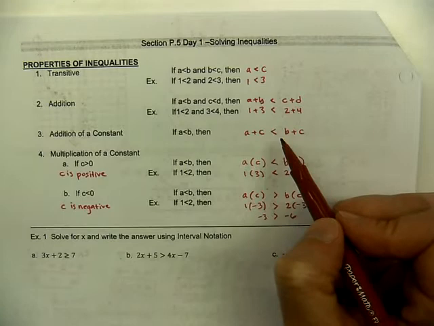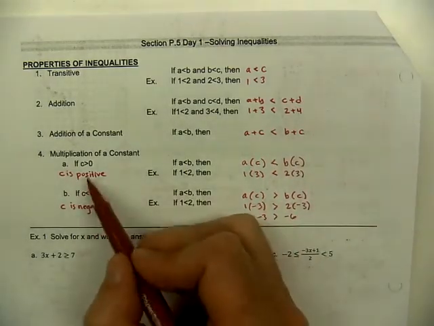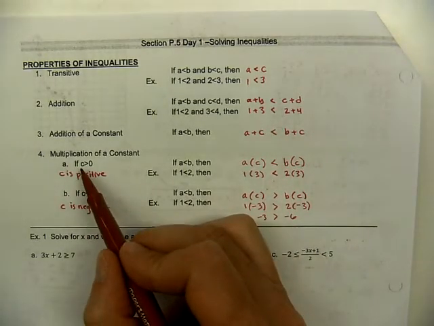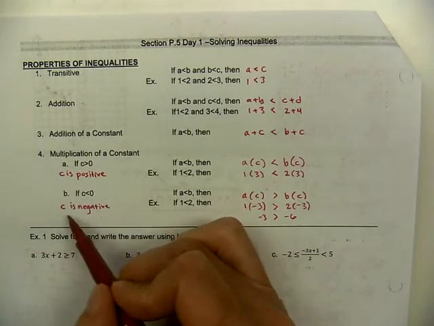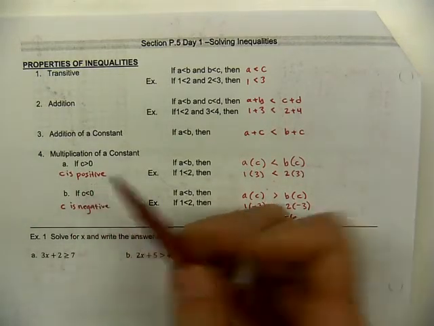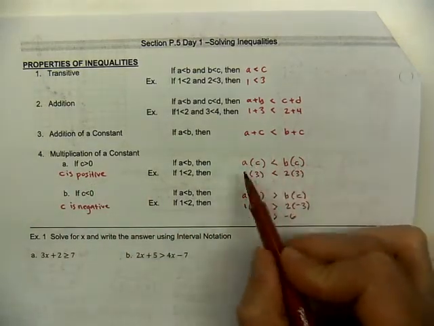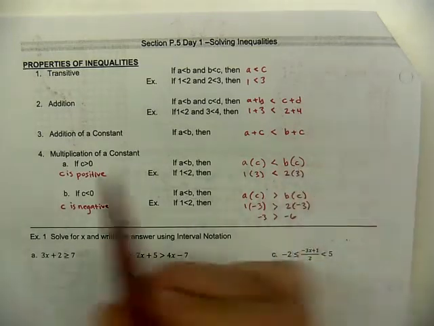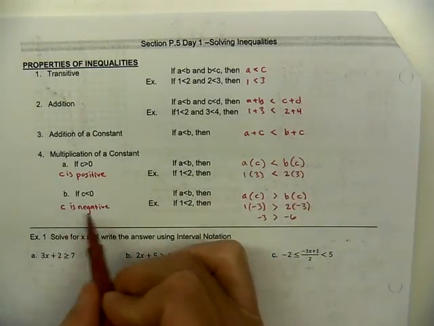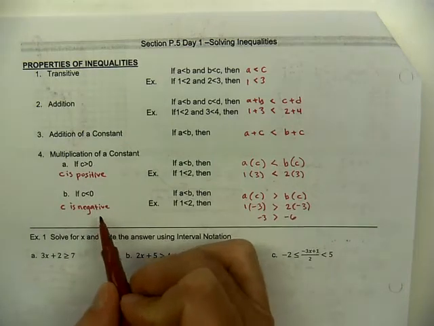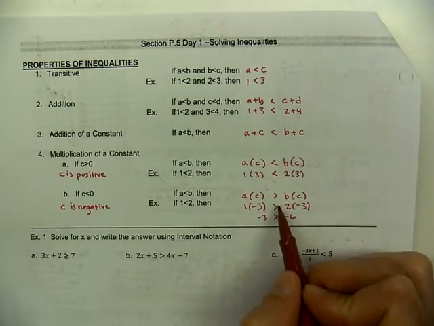Now when we get down to the multiplication of a constant, we have two cases, because the value that we're multiplying with is either positive or negative. If it's positive, it preserves the inequality. It keeps the symbol the same. This is the one where it's different. If C is negative, then it changes the direction of the inequality.